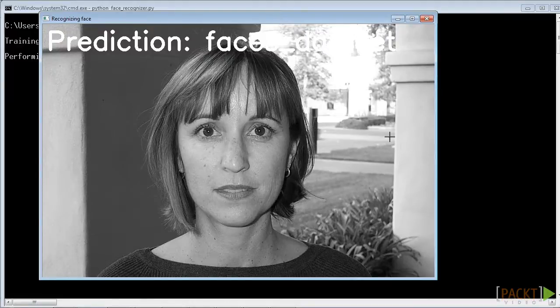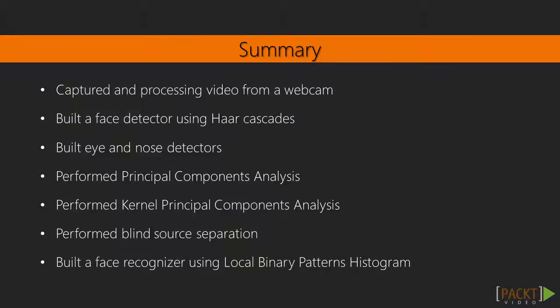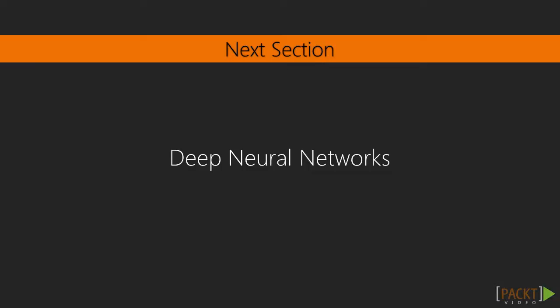Fantastic! So, in this final video we've successfully built a face recognizer with the help of local binary patterns histogram. To summarise the section, we started with capturing video from a webcam, and then building a face, eye and nose detector. Next we performed kernel principal components analysis and blind source separation. Finally, we built a face recognizer. In the next section, we'll learn about deep neural networks.